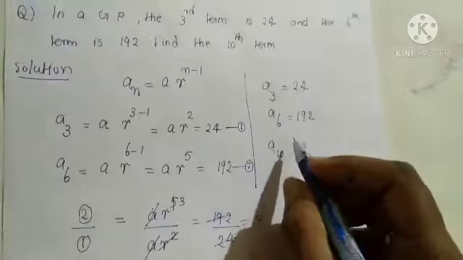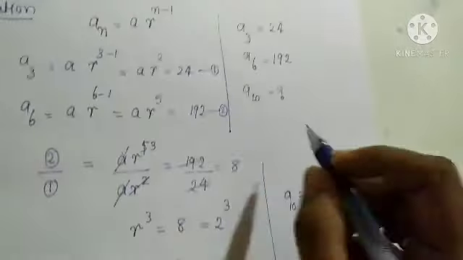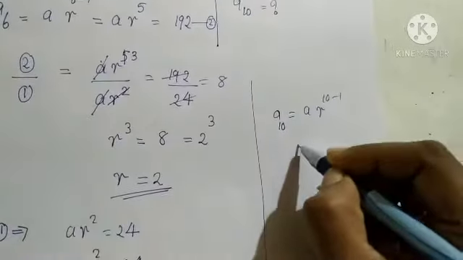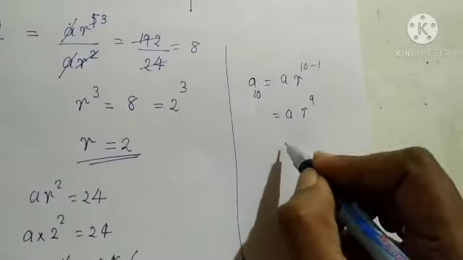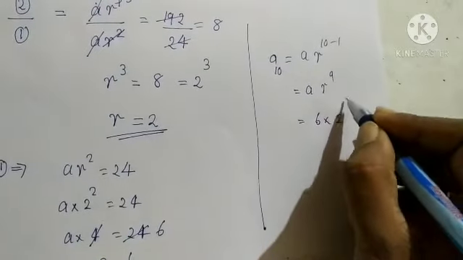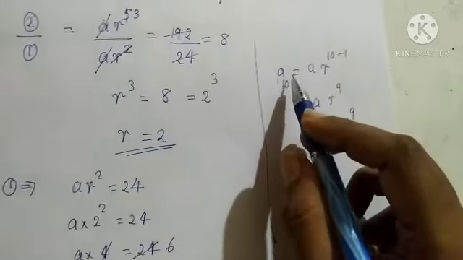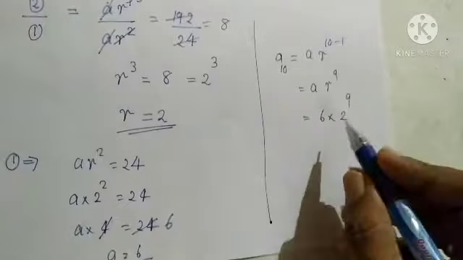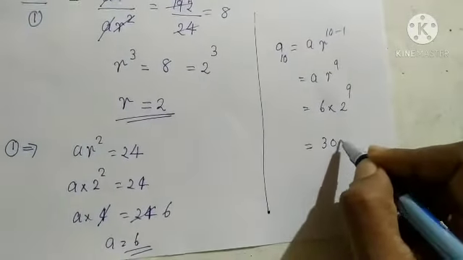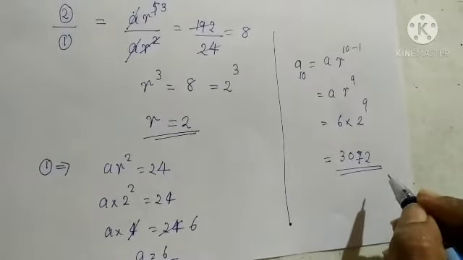Okay, so here in this question we need to find out the 10th term. a10 is equal to, replacing this n by 10, we get a r raised to 10 minus 1, or a r raised to 9. Here the value of a is 6 and r is 2, and we get 6 into 2 raised to 9 is the 10th term. By calculating this term we get 3072 is the 10th term in GP. Okay.